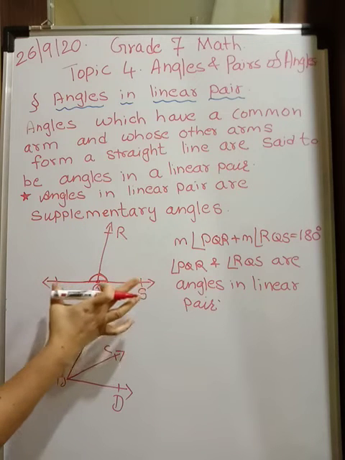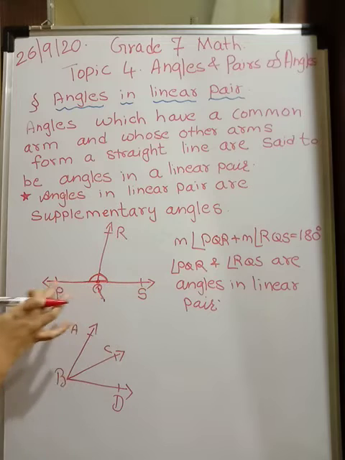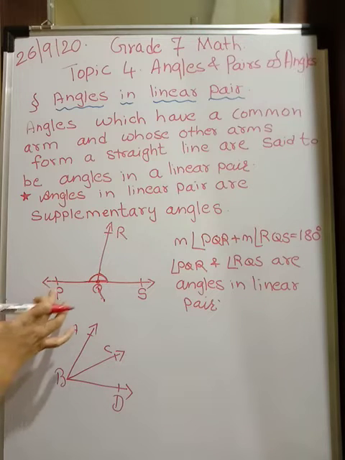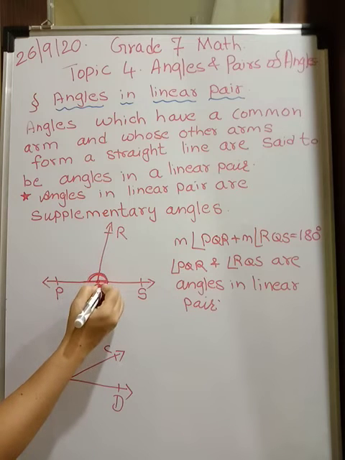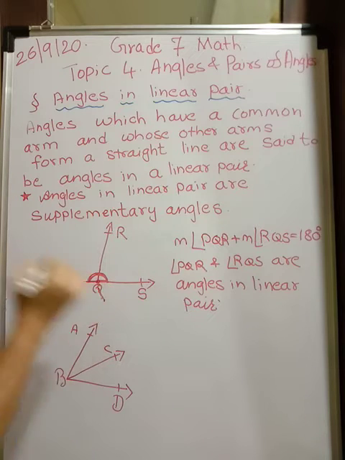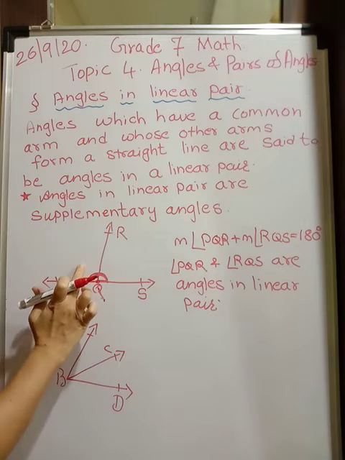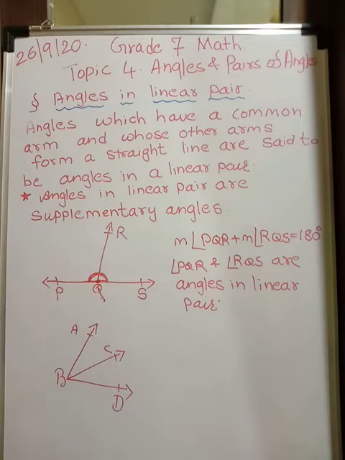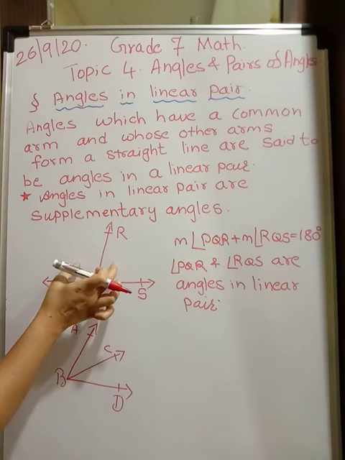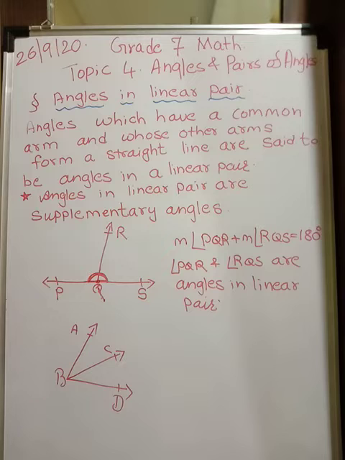The other arms of the two angles are acting as opposite rays, so they are forming a straight line. Therefore, this angle will be a straight line, which means it is 180 degrees. That means the measure of this angle plus the measure of this angle is nothing but 180 degrees. Because their sum is 180, these two angles are called supplementary. We have learned this.